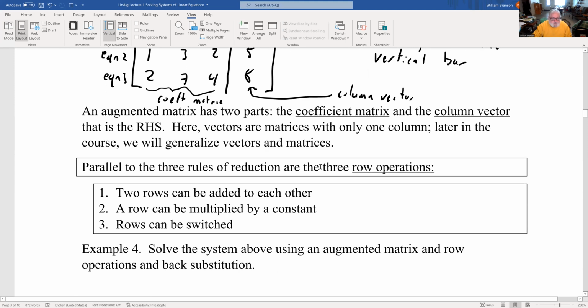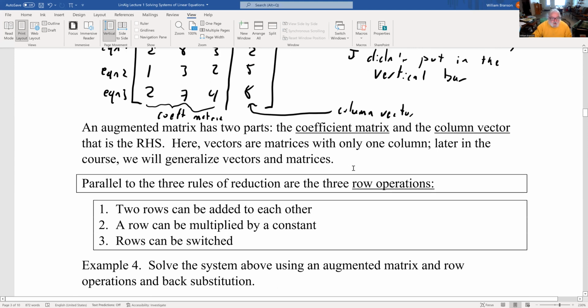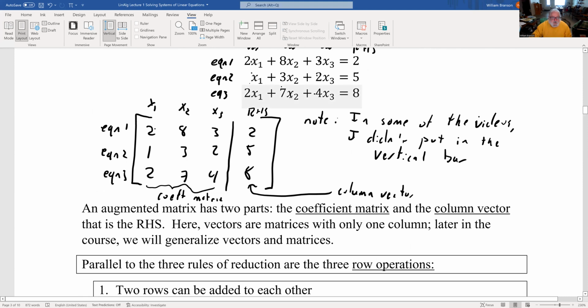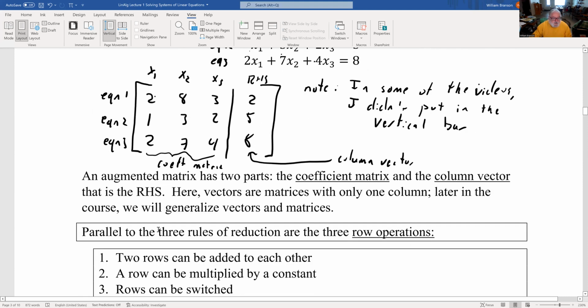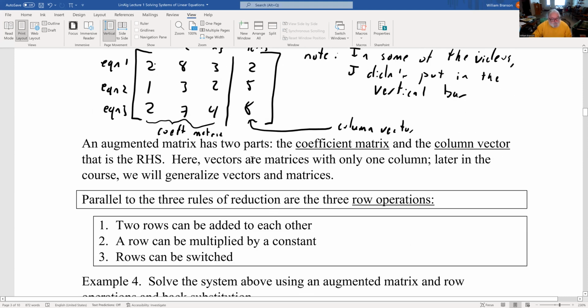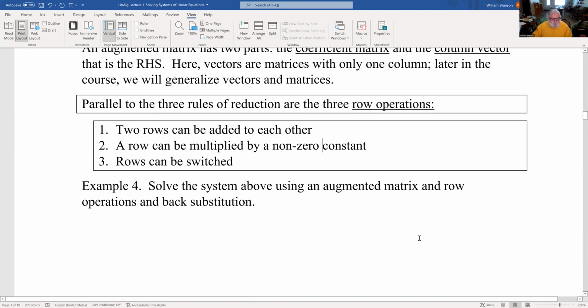So parallel to the three rules of reduction are what are called three row operations that you can do on an augmented matrix. You can add two rows, and we saw that before. You can multiply rows by non-zero constants. That's the same as the reduction that we did above. And you can switch rows around, which is the same thing as just switching around equations.